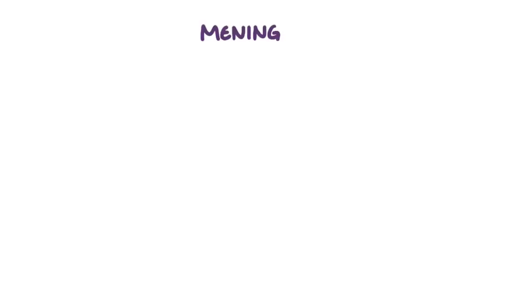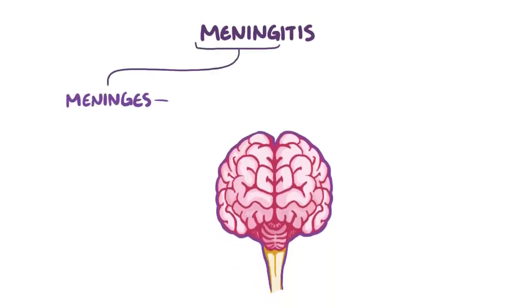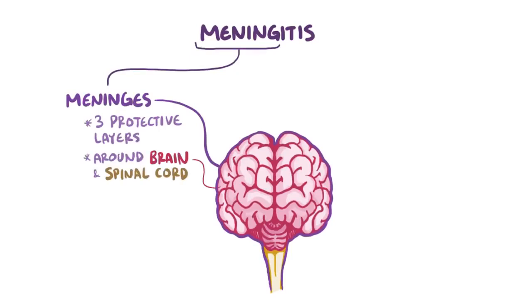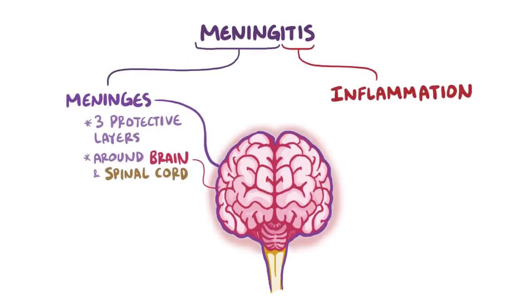With meningitis, meninge refers to the meninges, which are 3 protective membranes that cover the brain and spinal cord. And itis refers to inflammation, so meningitis is an inflammation of the meninges. More specifically, it refers to inflammation of the 2 inner layers, which are called the leptomeninges.